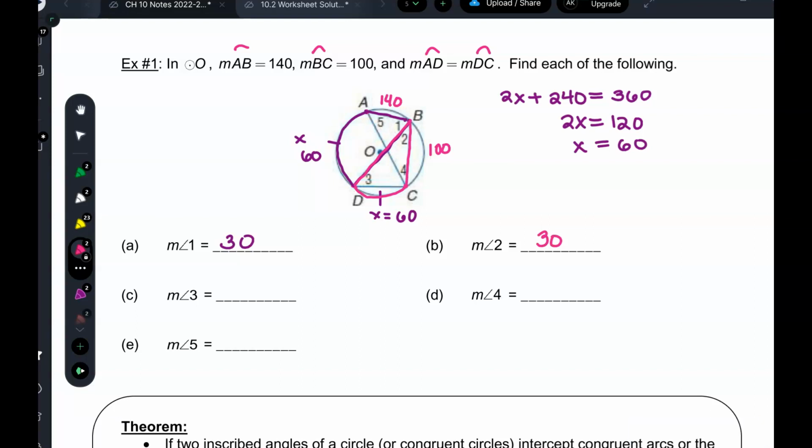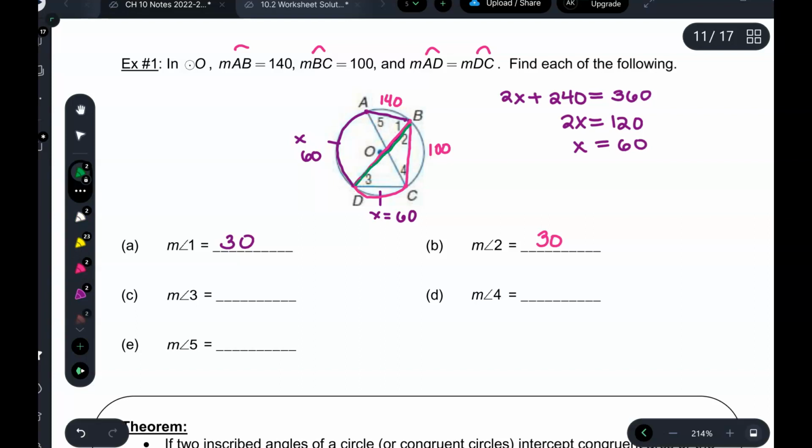What's wrong, Ariel? I don't understand how you know it's the opposite. Well, look, angle ABD is the same thing as angle 1. What is the arc directly opposite angle 1? It's always going to be half.